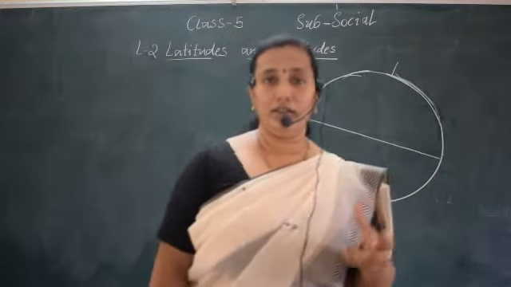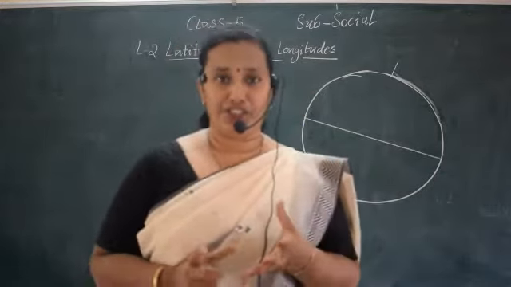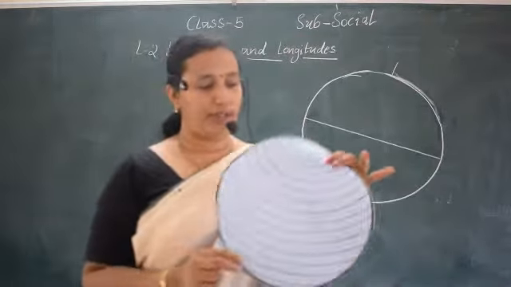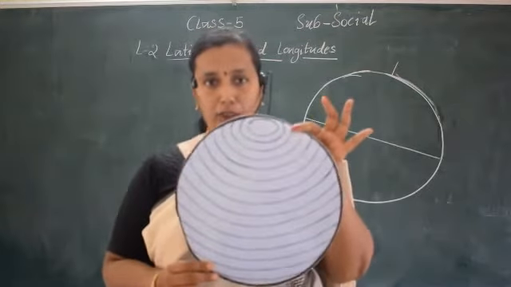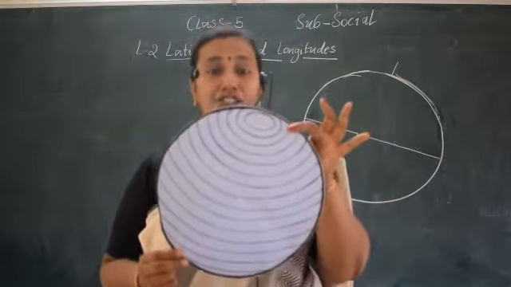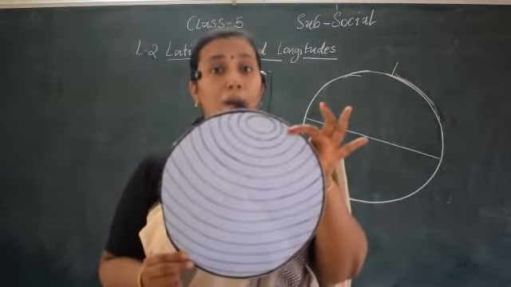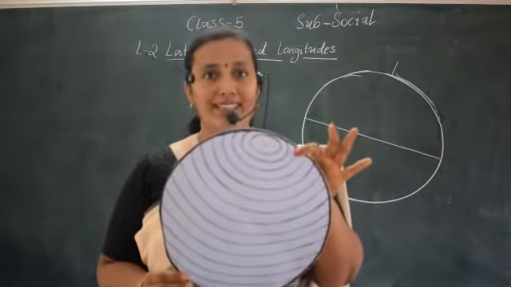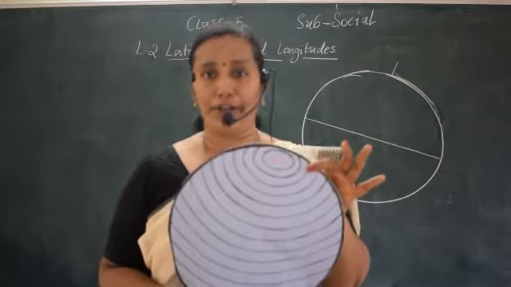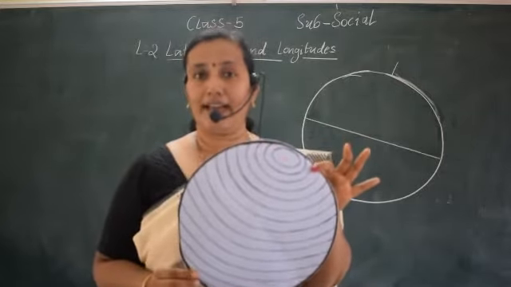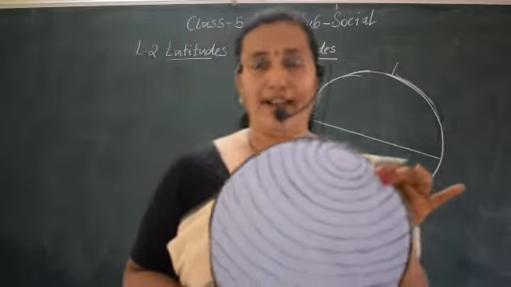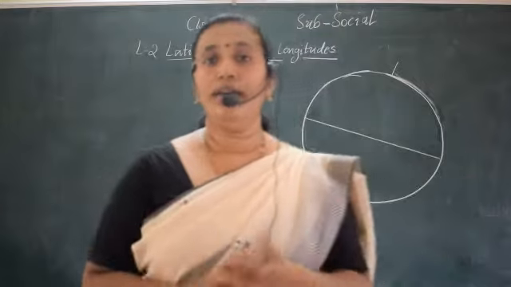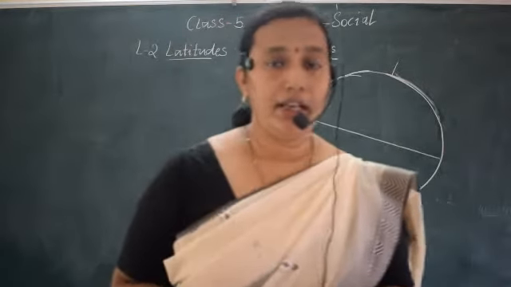You know that earth is in spherical shape. I did not bring the globe today, so I'll show this. So this is like a globe, isn't it? Earth is in spherical shape, a round model. What is a globe? Globe is a round model of the earth. So earth looks like a ball. While looking through the globe, you can clearly understand how earth looks. Earth is in spherical shape.